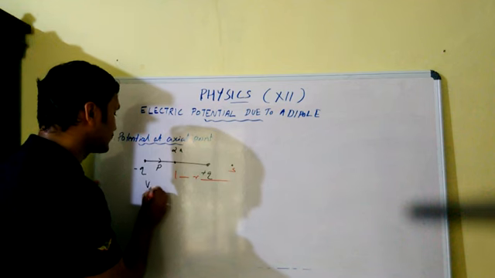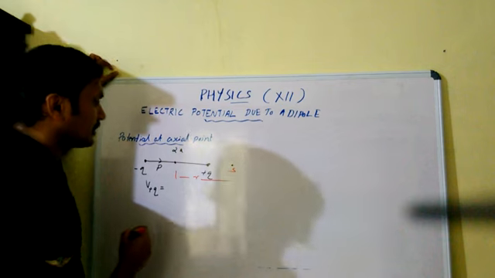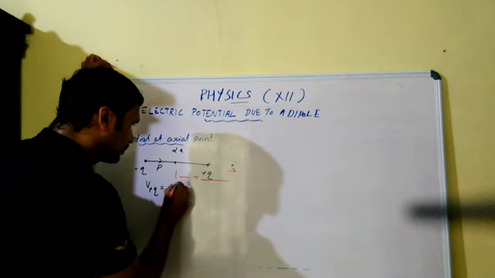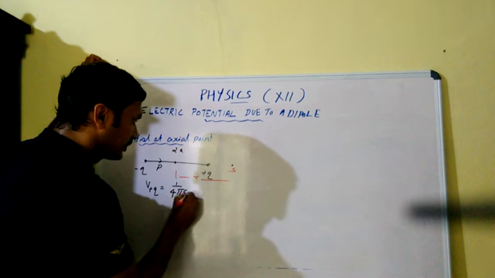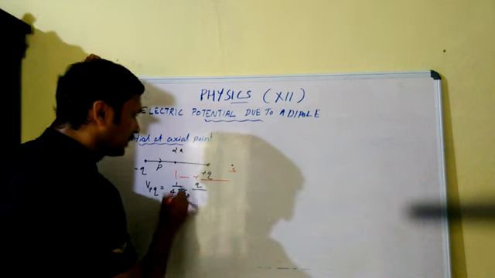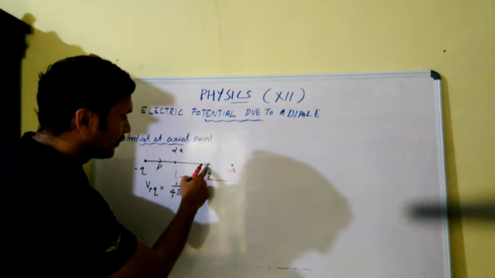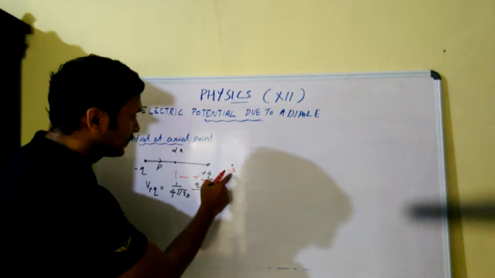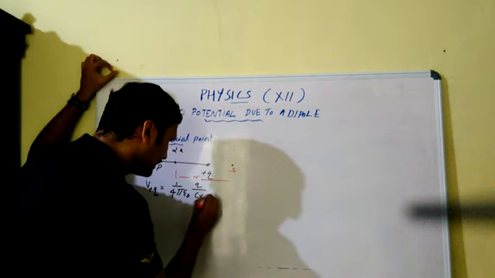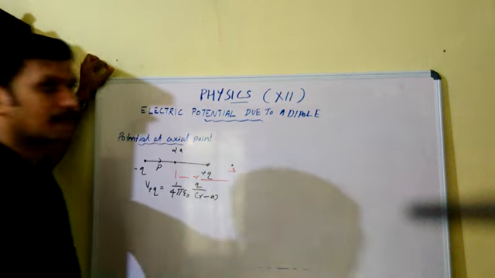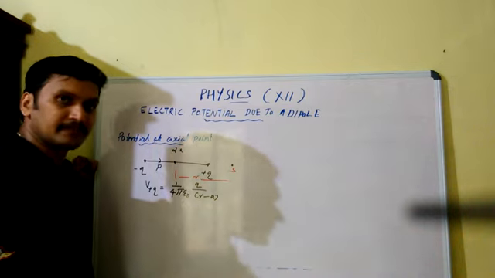So first we are finding the potential due to the positive charge. Potential due to positive charge, V plus Q, is equal to 1 by 4 pi epsilon 0 into Q by the distance to the point. Up to here we have a, and from here to here it is r. So it is r minus a. This is a positive quantity because this is the potential due to a positive charge.